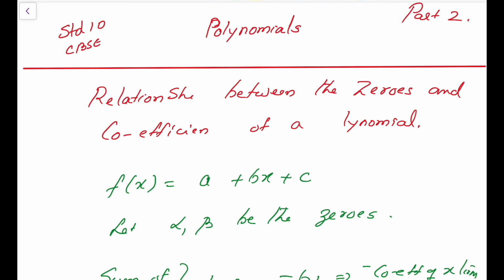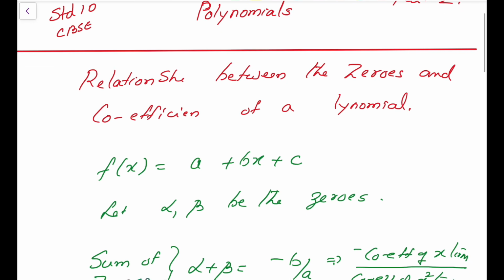This is part 2. In the previous part, we learned about the linear polynomial, the quadratic polynomial, their graphs, etc. And now we are going to learn a new concept, that is a relationship between the zeros and the coefficient of a polynomial.